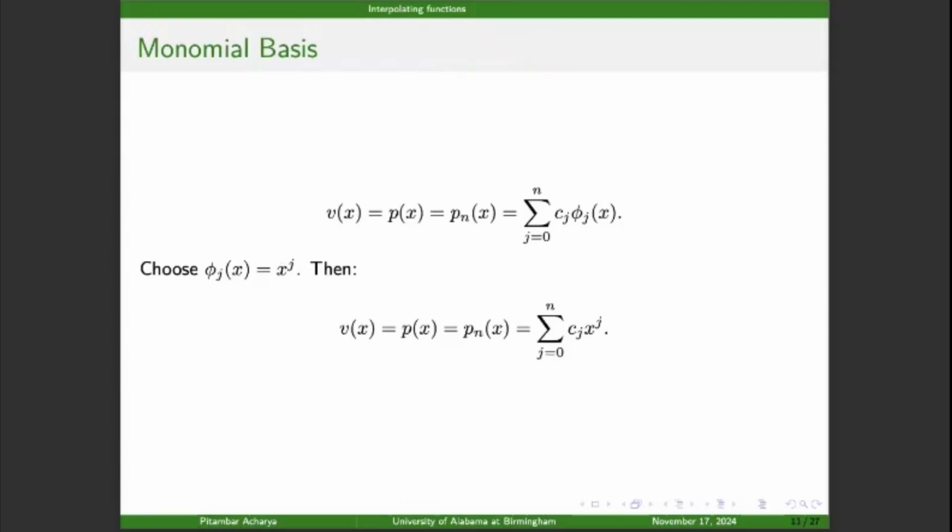Okay, let me go to the basis function again. If we construct a basis function phi j of x as x to the power j, then this construction of basis is known as the monomial basis. This is the simple construction in case of polynomial interpolation. Now the polynomial will become p n of x, which is equal to the sum of Cj x to the j, where Cj are the coefficients, with j ranging from 0 to n.